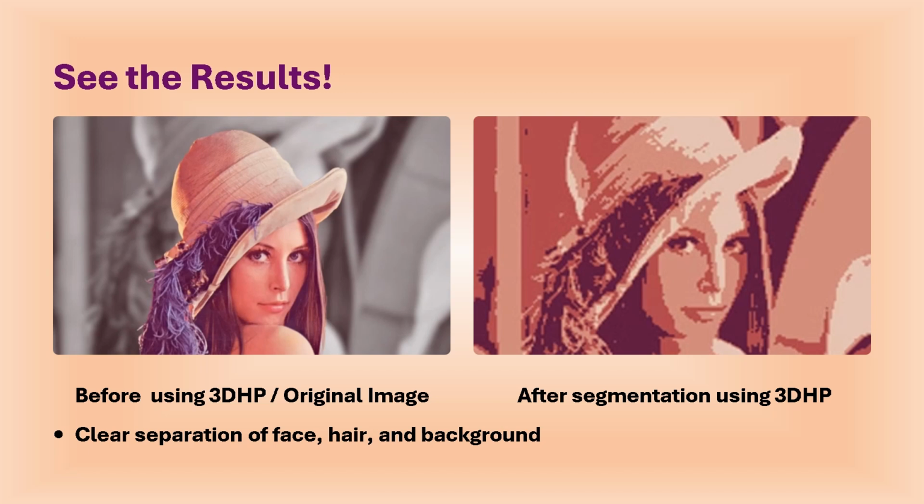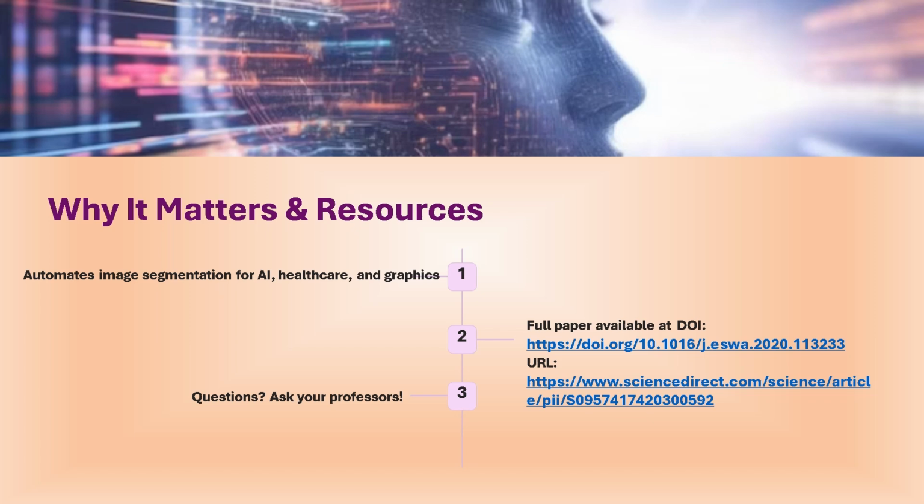Here's the original Lena image, next to its segmented version using 3DHP. You can see how it neatly divides the face, hair, and background into distinct regions. This visual proof shows the method's power, and it's tested on many images like this from the Berkeley dataset. This automation boosts fields like healthcare and AI.